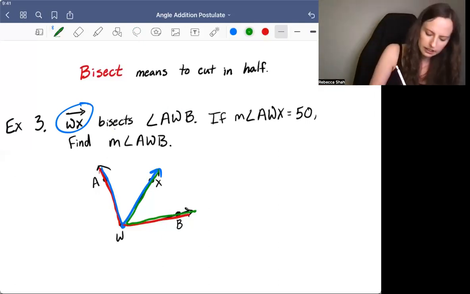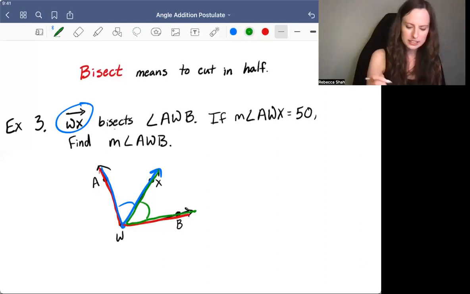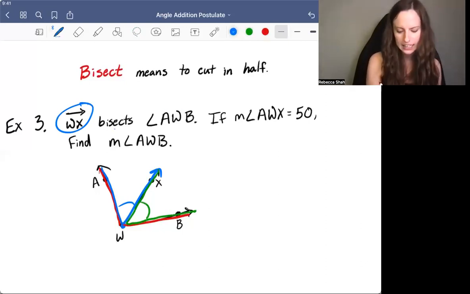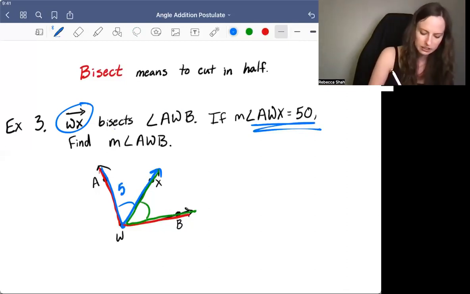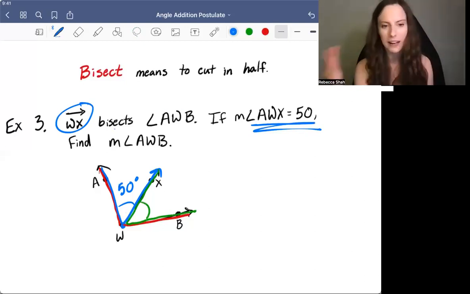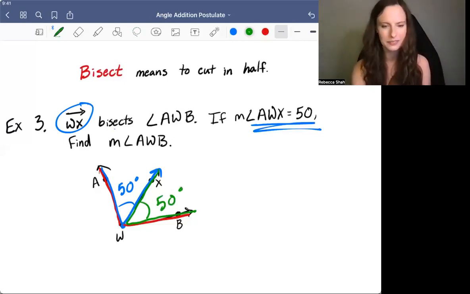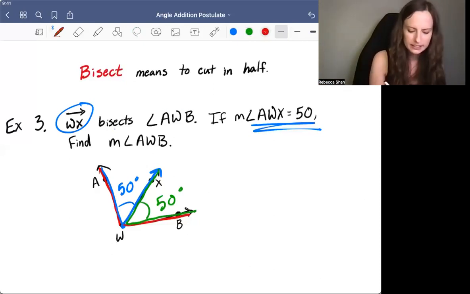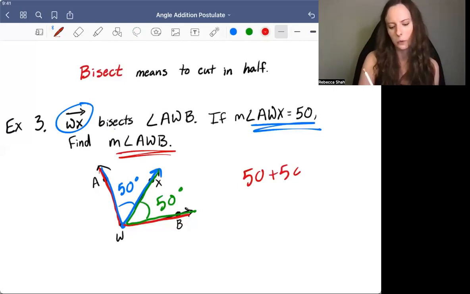Now that we know that these two, the blue and green angles, have to be the same measure, let's look at the actual numbers in the problem. It's telling us that the measure of angle AWX, the blue one, is 50 degrees. Because of that whole bisecting thing, if AWX is 50 degrees, then BWX also has to be 50 degrees because they're equal. And so when it says find the measure of angle AWB, the whole thing, all we do is 50 plus 50, which is 100 degrees.